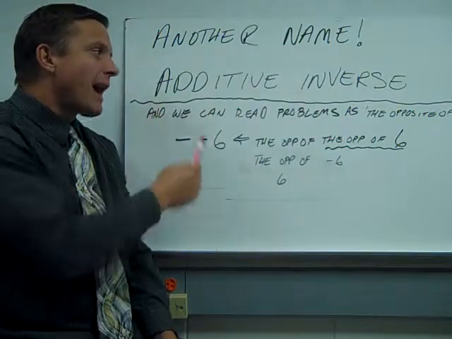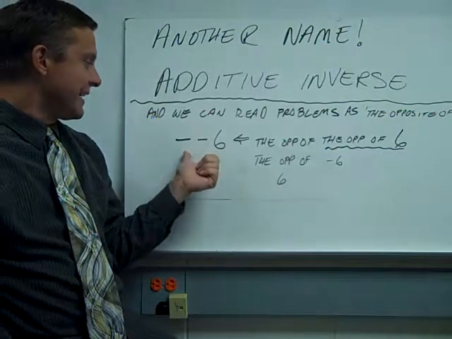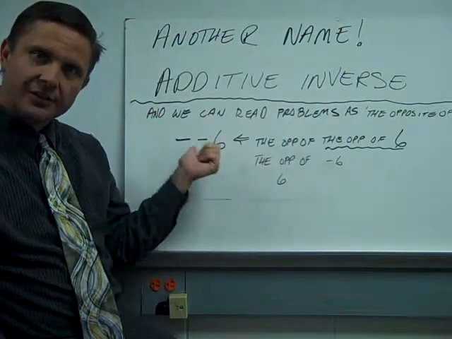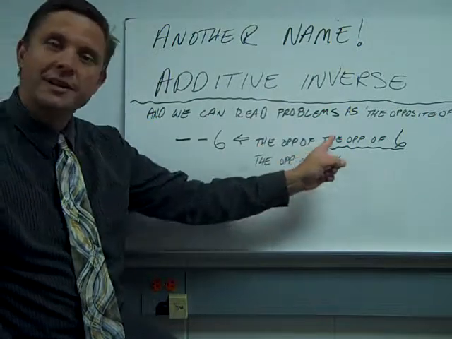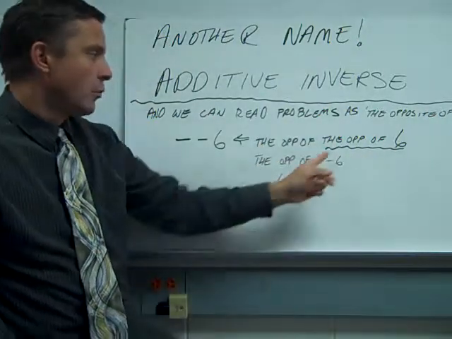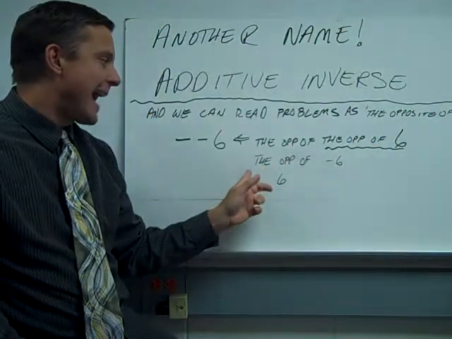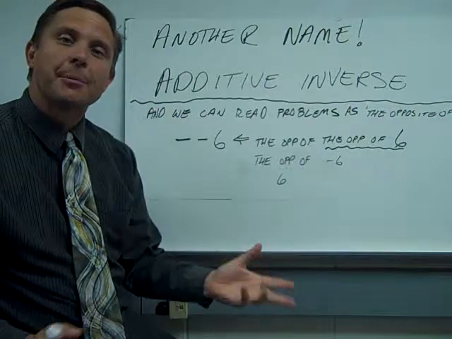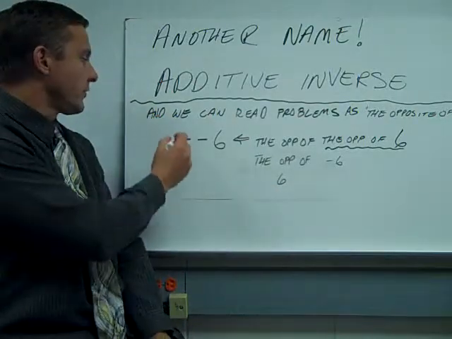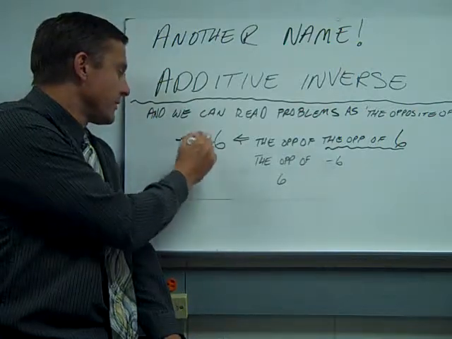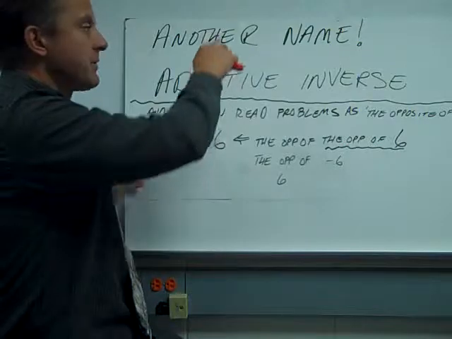And we can read problems as the opposite of when we see a negative sign. So if I see negative 6, I can say it another way. I can say that as the opposite of 6. Well, what's the opposite of 6? Negative 6. So I can rewrite this problem as the opposite of negative 6. What's the opposite of negative 6? Positive 6. And again, most of us from previous years know that negative is a positive, but it always works to use the opposite of.